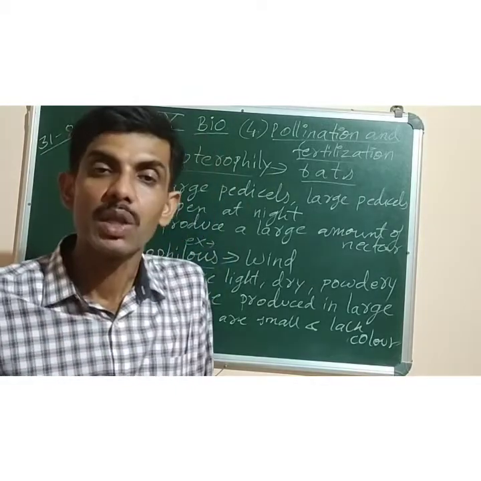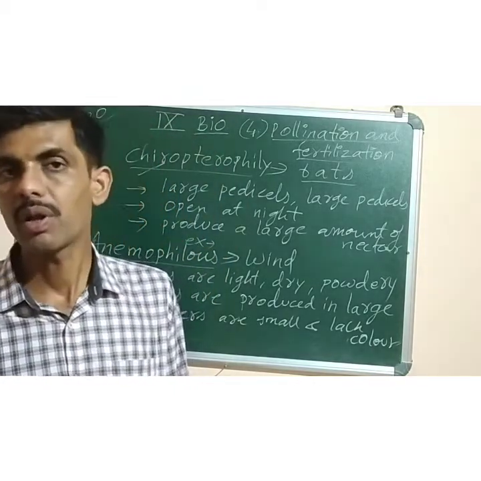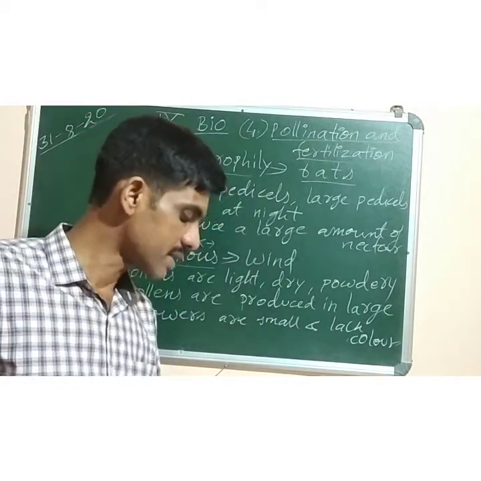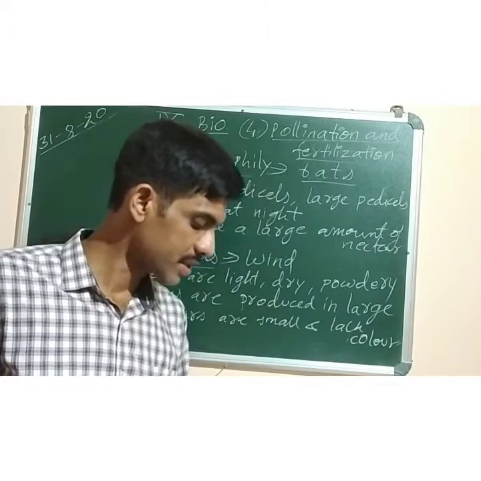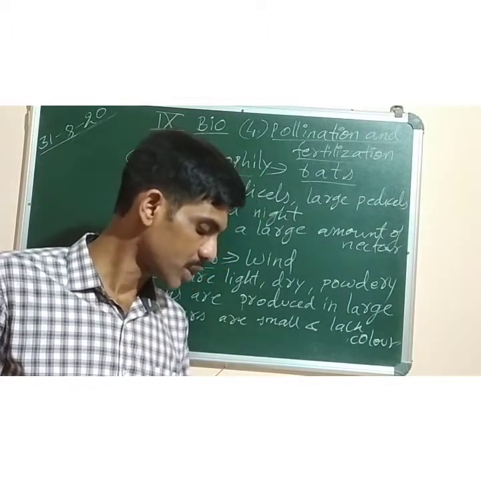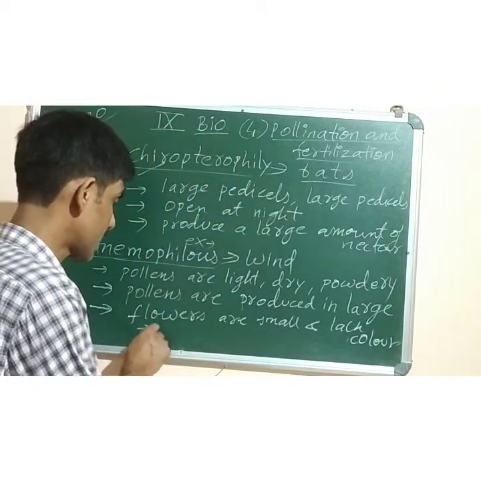Why? Because the wind will not get attracted by the scent of the flower, or they will not get attracted towards the flower to get their food or the nectar. And sometimes the pollens are small, light, smooth, dry and powdery. Now next one, the stigmas are large and protruding. This is an important character.